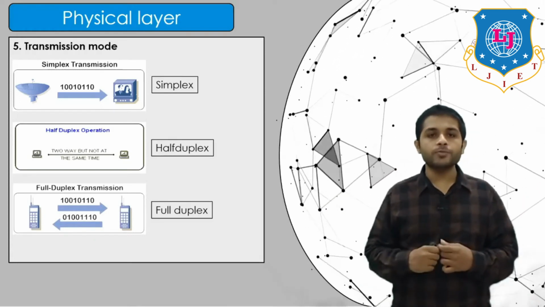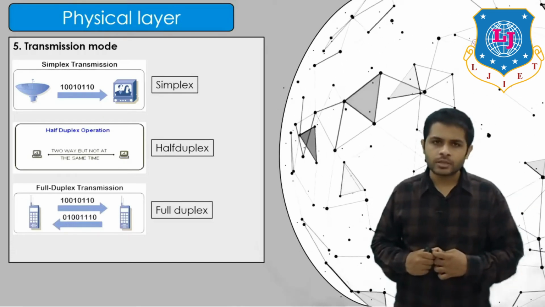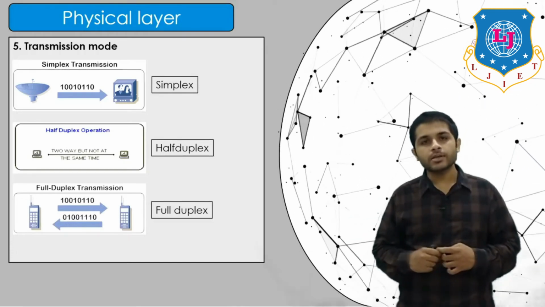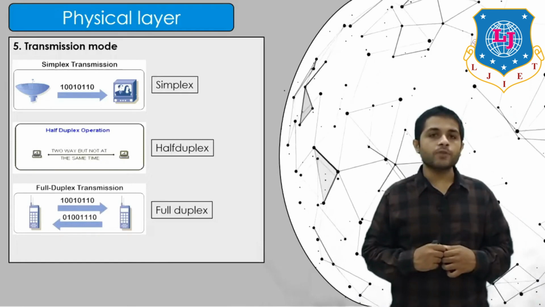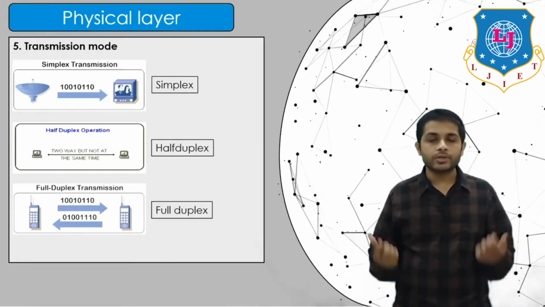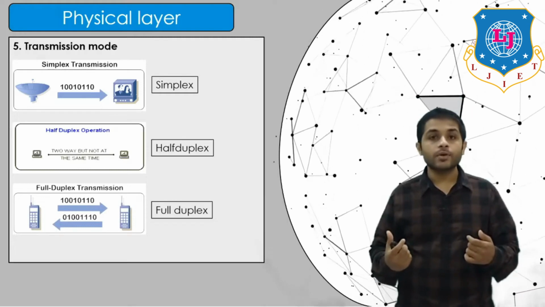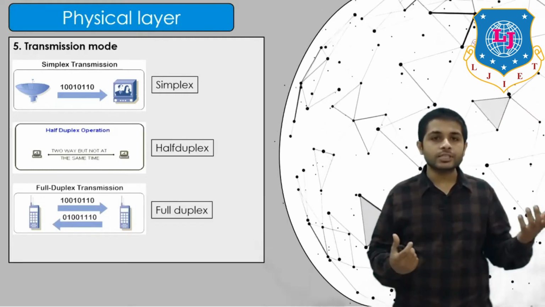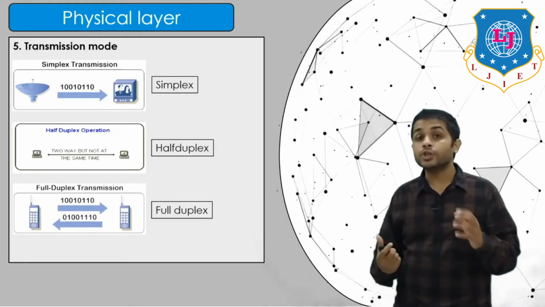The example of full duplex is mobile communication. What is the example of half duplex? Walkie-talkie. And the example of simplex is your TV. Your TV receives data from television tower. It cannot send data to television tower.